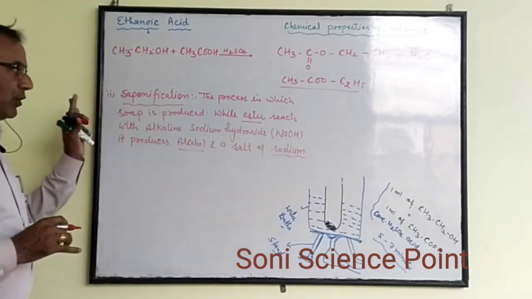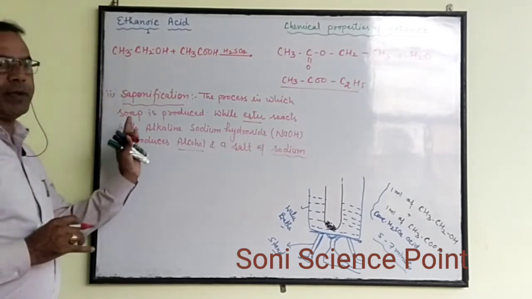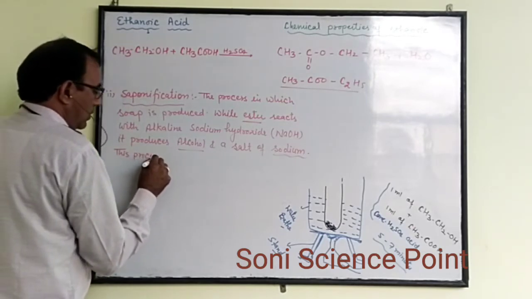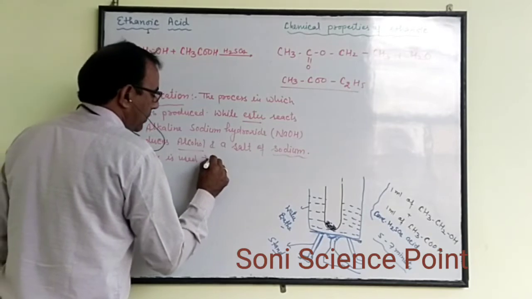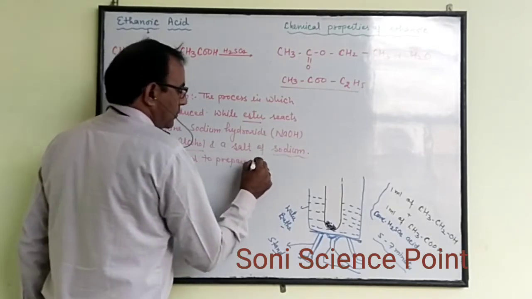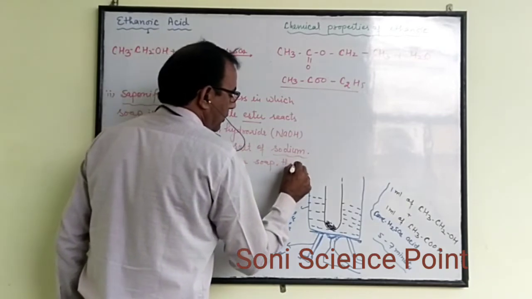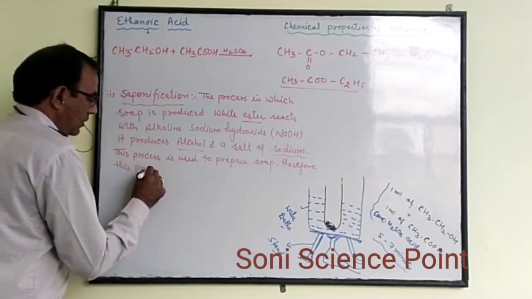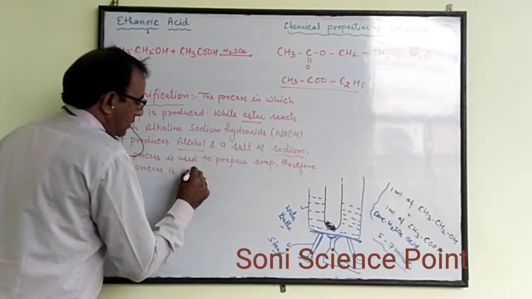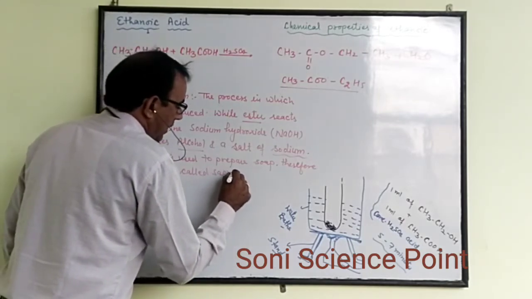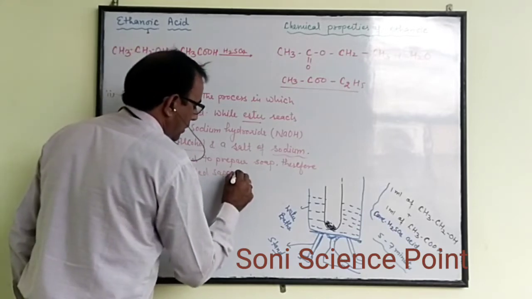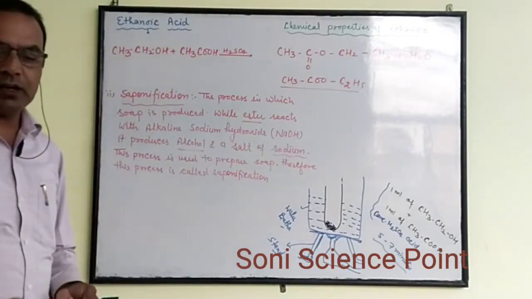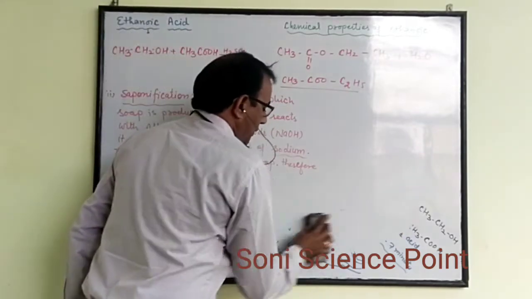That process is called saponification because this process is used while we prepare soap. This process is used to prepare soap. Therefore, this process is called saponification. How can the chemical process take place? How do the chemical compounds react with each other while we prepare soap?